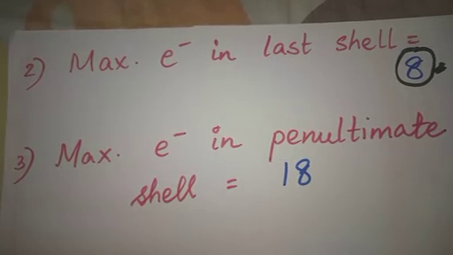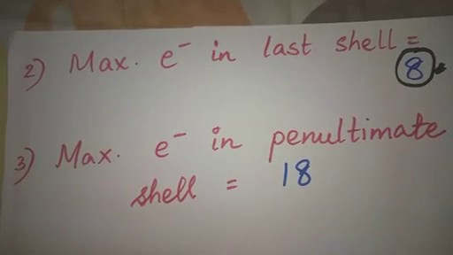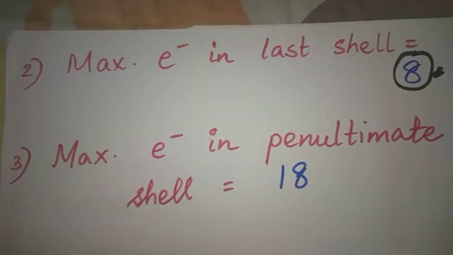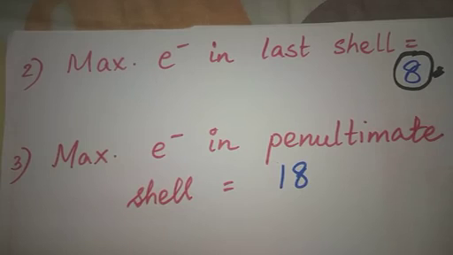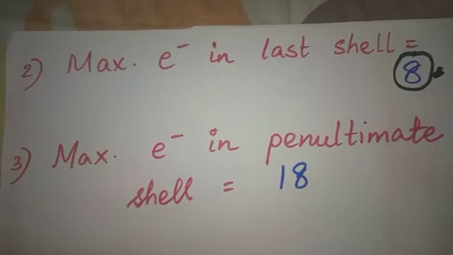But Bohr-Bury also said that no, if my fourth shell turns out to be the last shell in that particular atom, then the maximum number of electrons that it can have is 8, not more than that. Can be less than that. Again, the same thing. The last shell can have electrons less than 8, but it can never have electrons more than 8. Clear? I hope this is clear.